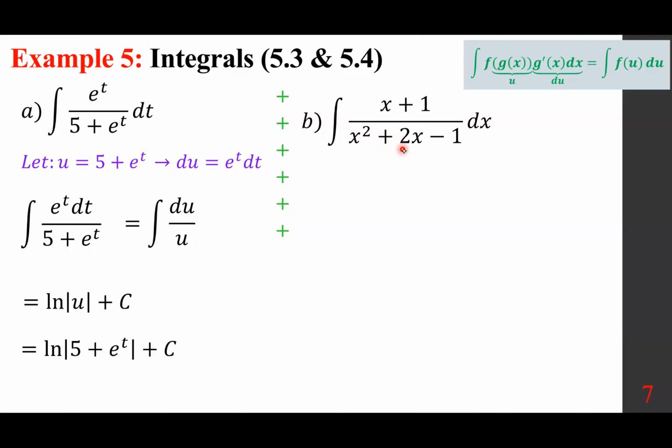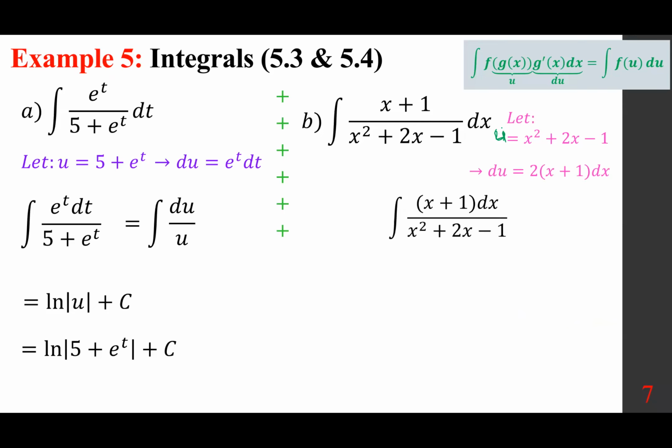Same thing happens here. And so you let the denominator, x squared plus 2x minus 1, be u. Then du is 2x plus 2 times dx. You can factor out the 2. So we put the dx at top. And we notice number 2 is missing. So we throw in number 2 and 1/2.